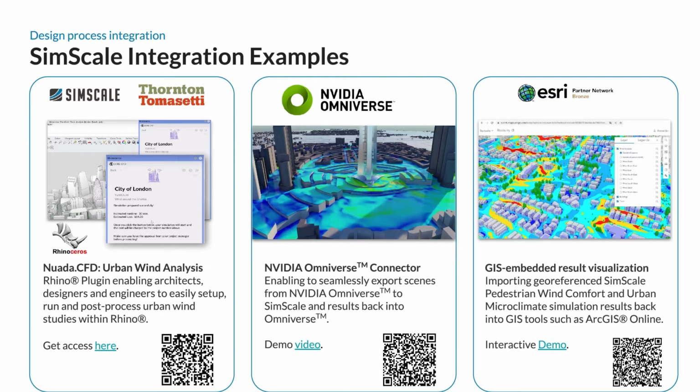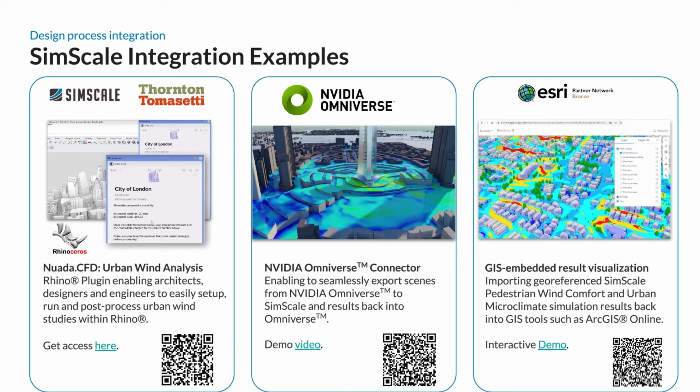So you can set up multiple scenarios, building options within Rhino, and then with Nuada CFD, you can set up a pedestrian wind comfort analysis that analyzes at the same time all your potentially 4, 5, 6 different design options. It uses for this SimScale and a powerful cloud computation backend to run all of these analyses and bring back the results into Rhino, where you can then analyze them and choose the best design option. All of this without even leaving Rhino.